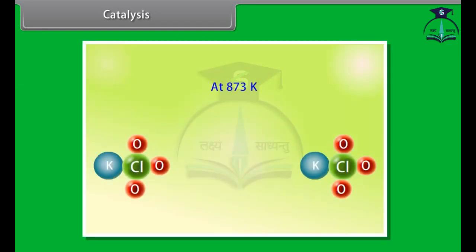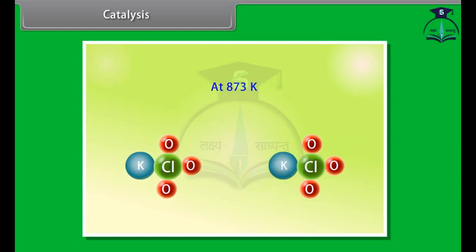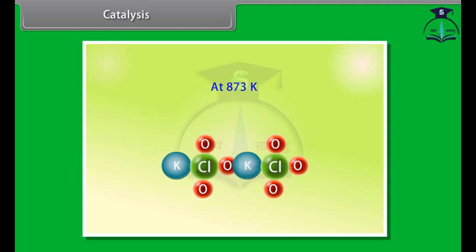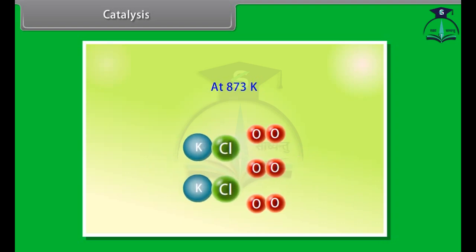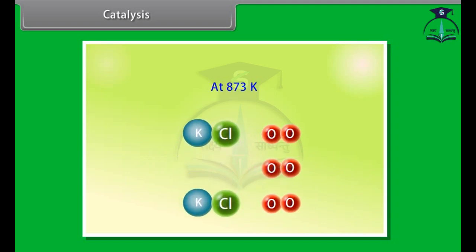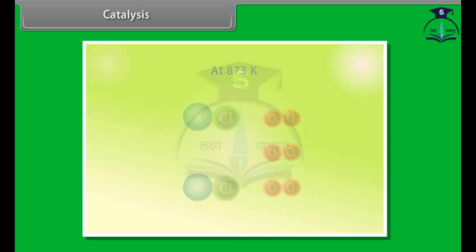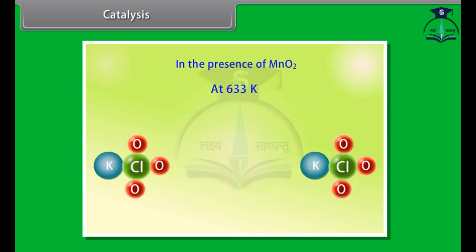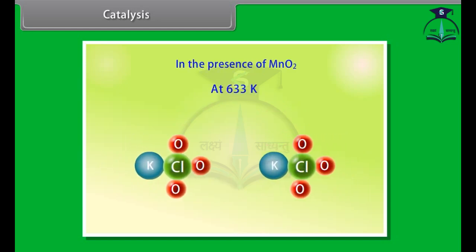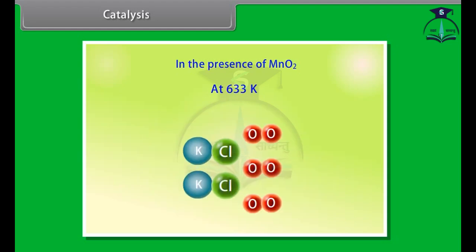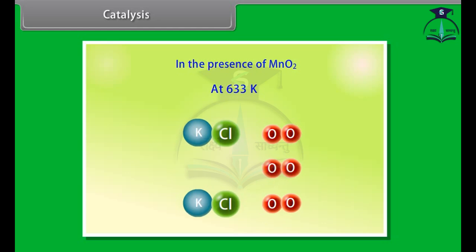For example, when potassium chlorate is heated in the temperature range of 653 to 873 Kelvin, it slowly decomposes to give dioxygen. But if a little manganese dioxide is added, the decomposition takes place in the temperature range of 473 to 633 Kelvin and dioxygen is released at a much faster rate.